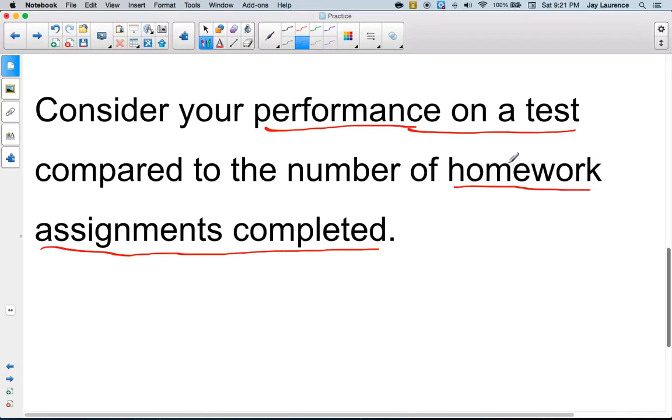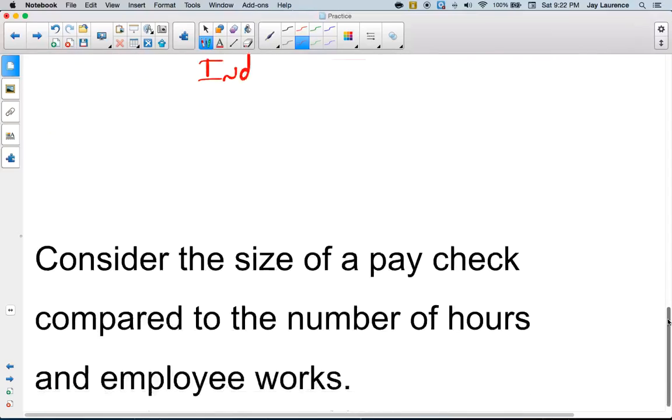You know, Jay did 0 homework assignments and he got this low grade. Sally did all the homework assignments, all 15 of them for the unit, and her grade was much higher. That's not a coincidence, okay? So the homework assignments is the independent variable, and the performance on the test is the dependent variable. It was forced to change by the number of assignments completed.